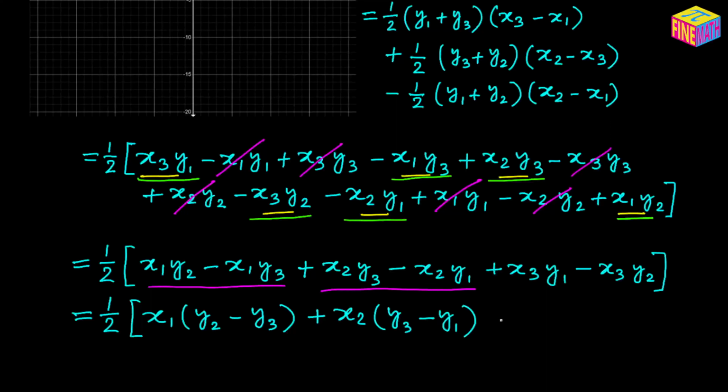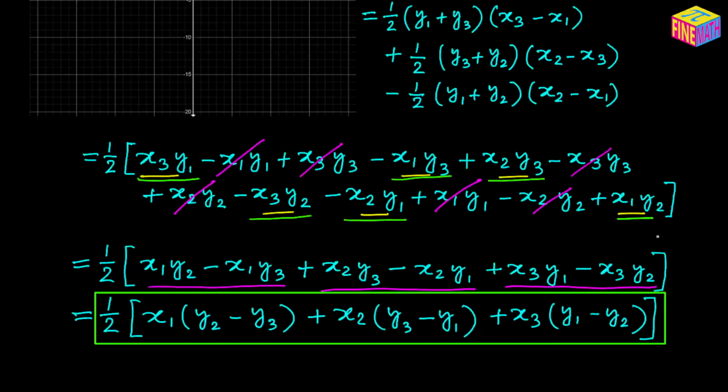And then we have the third pair, which is this pair right here at the end, and there again our common factor is x sub 3, and that will give us y sub 1 minus y sub 2, and that is the formula for the area of the triangle. So let me highlight this.